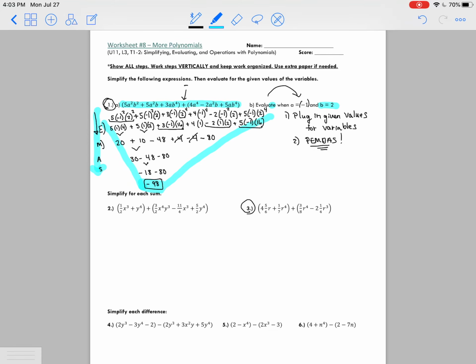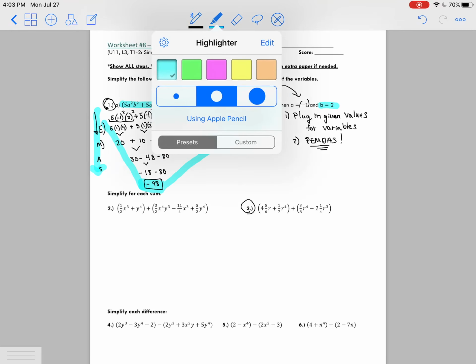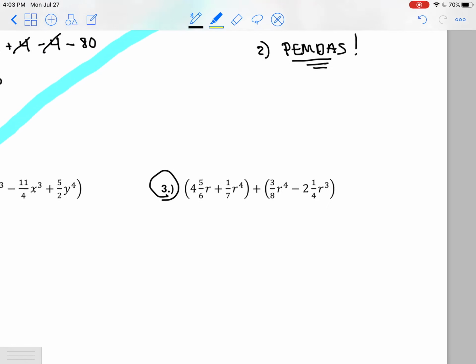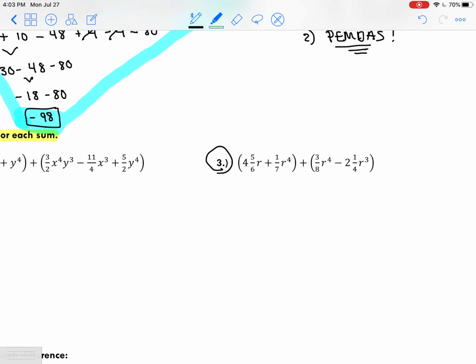Okay, so that's it for number 1. I'm going to move on to number 3. You can see the directions here for number 3 is simplify each sum. Okay, so let's move into this problem here. The reason I chose that is it has fractions in it, and I know fractions can make all of us panic a little bit. So I wanted to do this problem so that maybe we can take out some of the fear that definitely comes along with it.